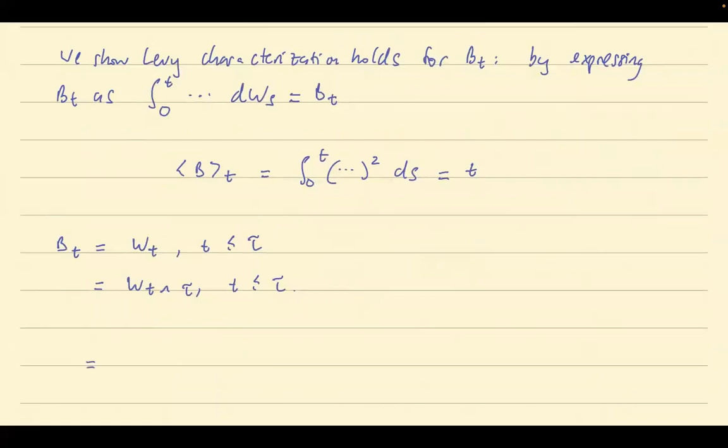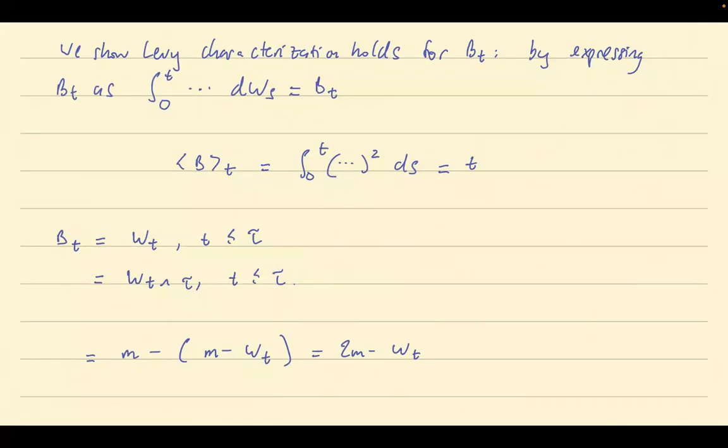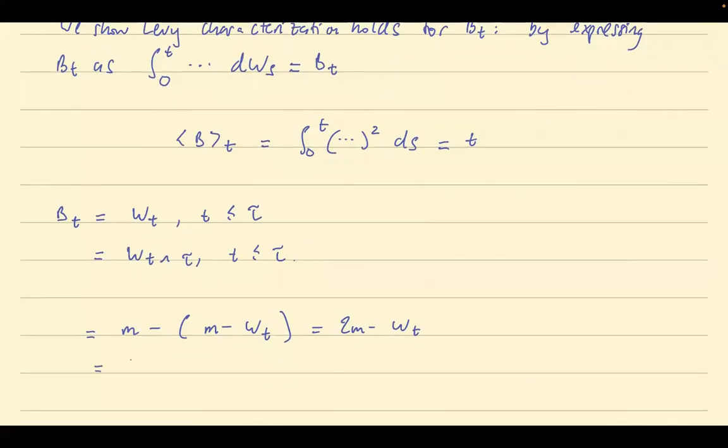Now for T bigger than tau, what is it? It's going to be reflected. So again, let me write down the reflection for you. You see that it's not too strange. This is reflection from the level M: instead of adding the difference, you subtract the difference. So that's exactly 2M minus WT. However, I could also write it as twice WT minimum tau, minus WT.